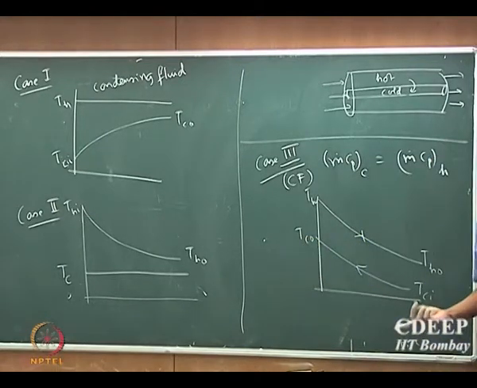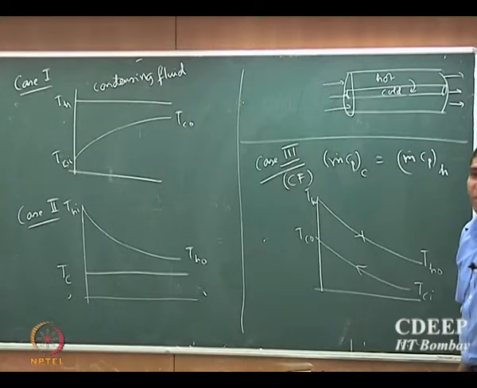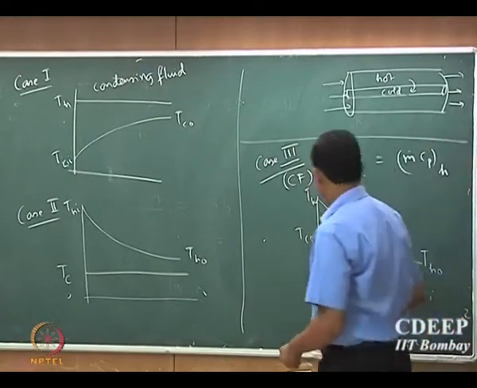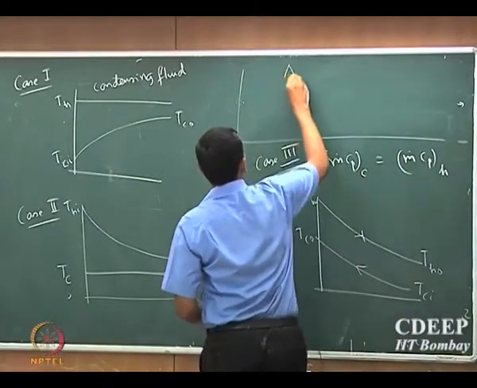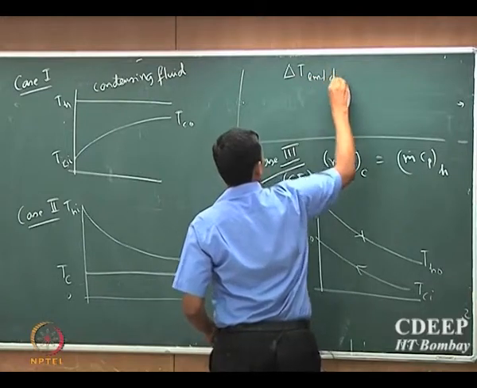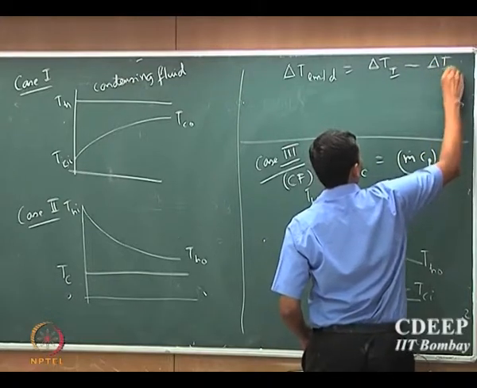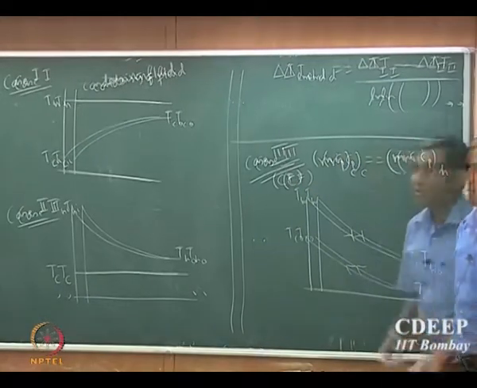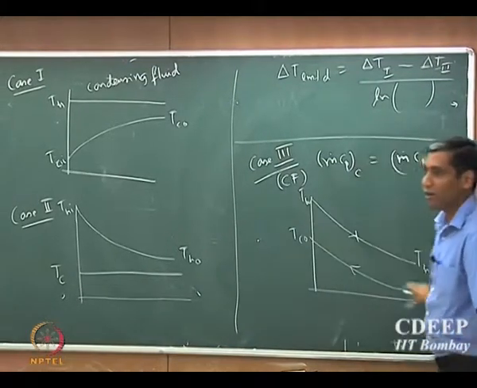the inlet and the outlet, and similarly for the hot fluid, so one could guess that the temperature difference along the heat exchanger will actually be constant. What is delta T LMTD here? Remember the expression for delta T LMTD? Delta T LMTD is delta T at one location minus delta T at the second location divided by ln of the ratio. This is the expression for delta T LMTD, we know that, and we know that the temperature difference remains constant.